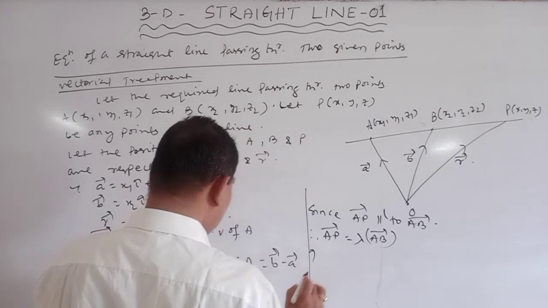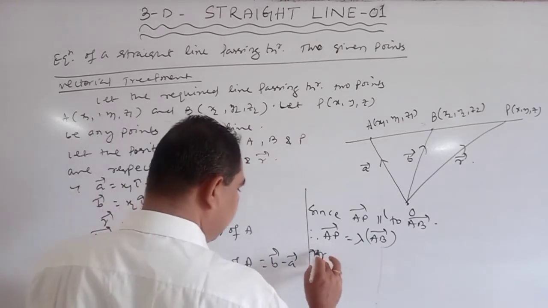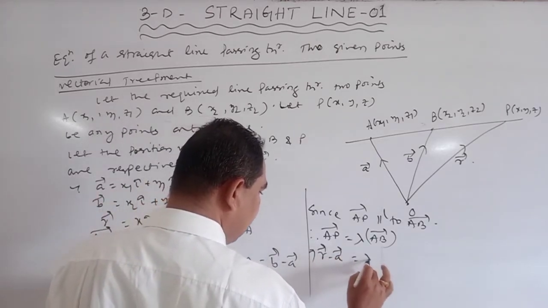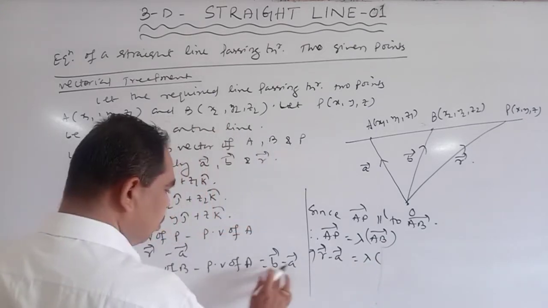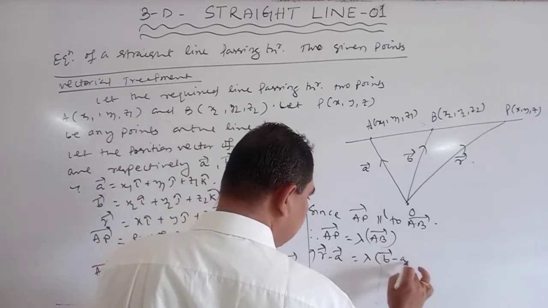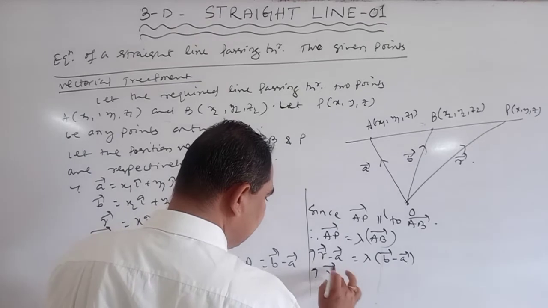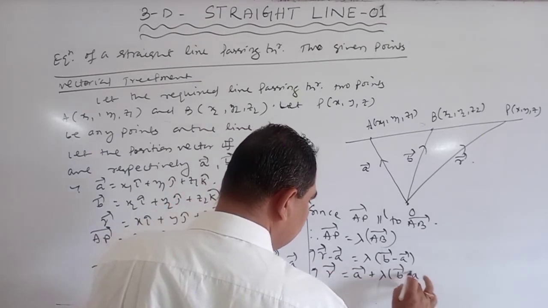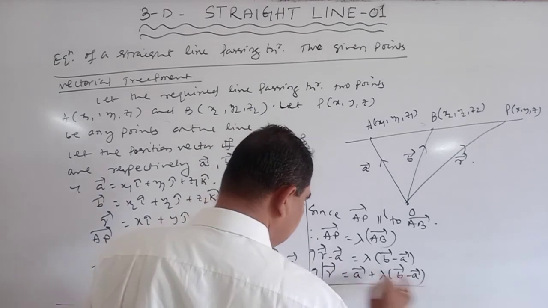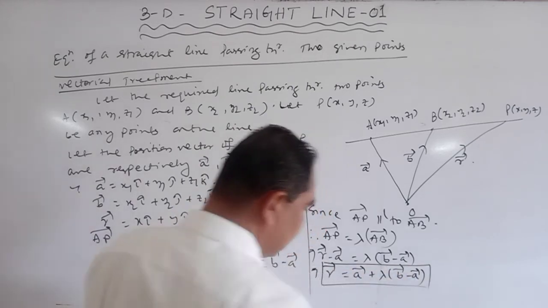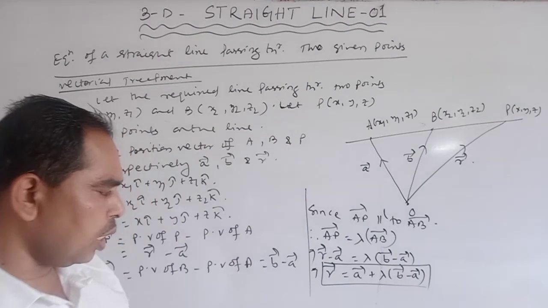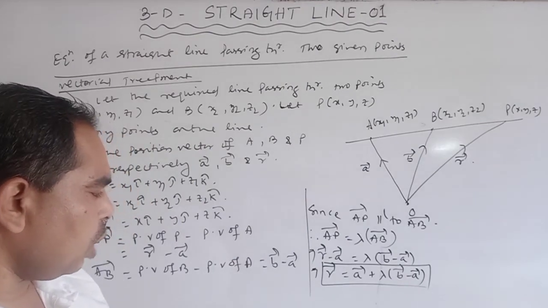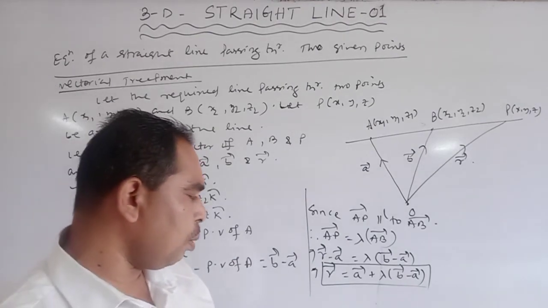So what is AP vector? R vector minus A vector. Lambda times AB vector means lambda times B vector minus A vector. So this implies R vector is equal to A vector plus lambda times B vector minus A vector. This equation represents the equation of a straight line passing through 2 points with position vectors A vector and B vector.